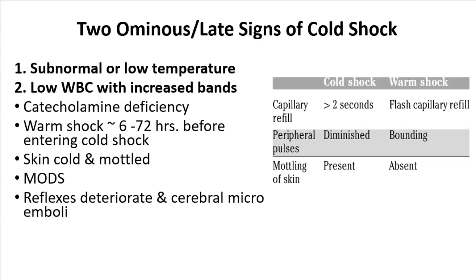So you need to be very, very careful of that. So the person will have actually brisk capillary refill, and they'll have bounding pulses and no mottling of the skin. That is warm shock. That is a hyperdynamic state. The problem is that the body will not maintain that for too long, and eventually the person will go into cold shock. And at that point, you'll see the diminished perfusion, diminished pulses, mottling of the skin.